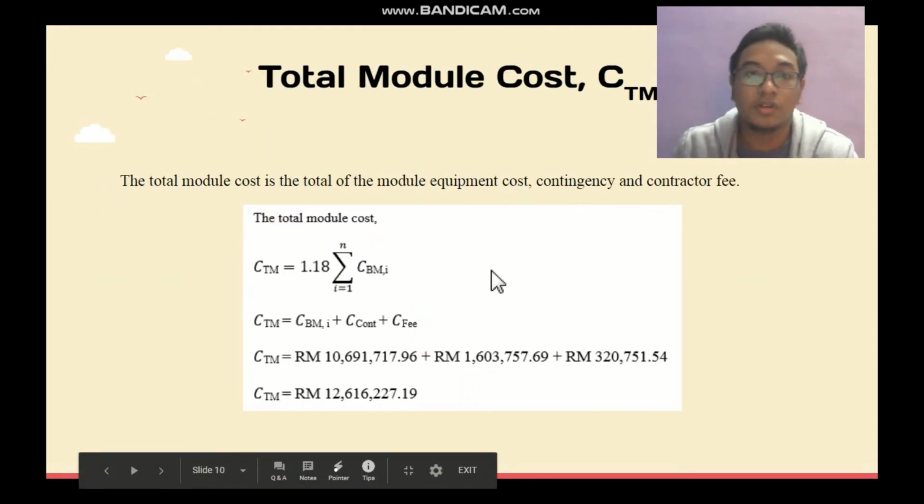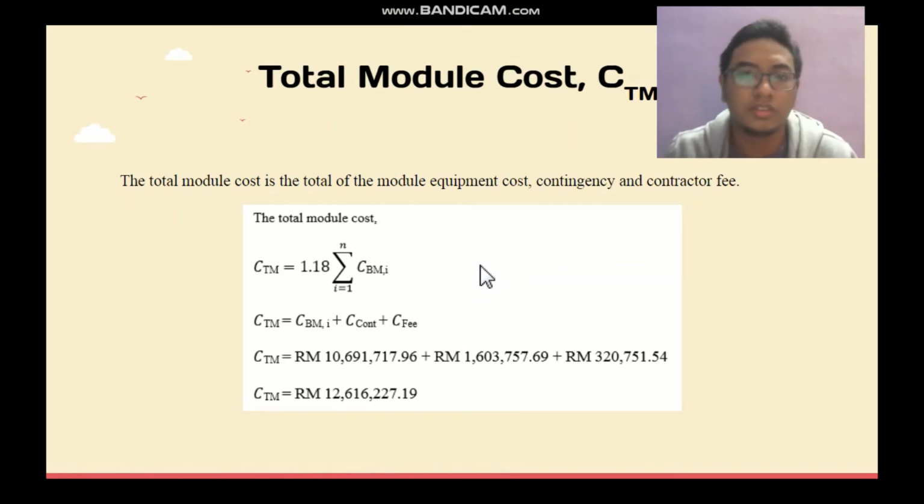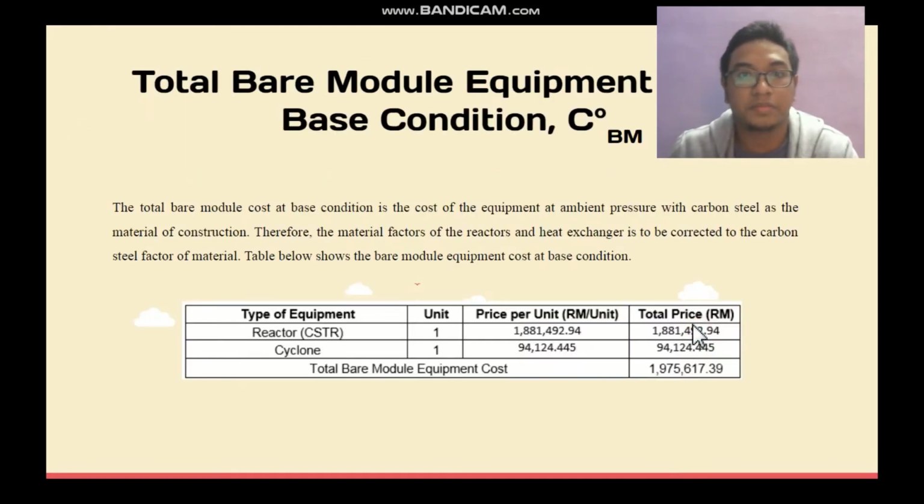In total module cost, the total module cost is the total of the module equipment cost, contingency and contractor fee, where the total module cost is 12 million ringgit Malaysia. In total bare module equipment cost at base condition, the total base module cost at base condition is the cost of the equipment at ambient pressure with carbon steel as the material of construction.